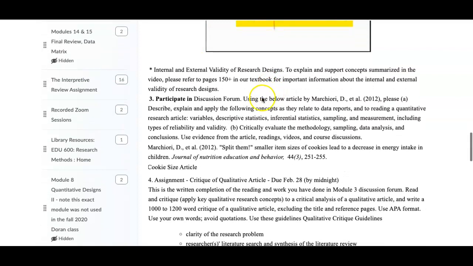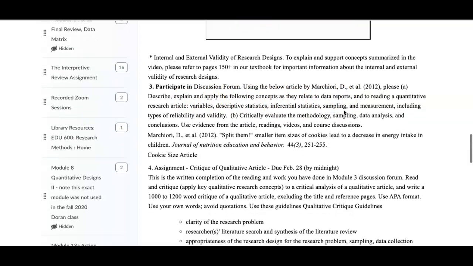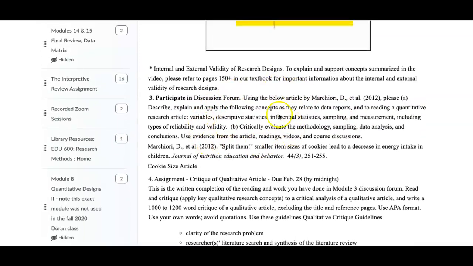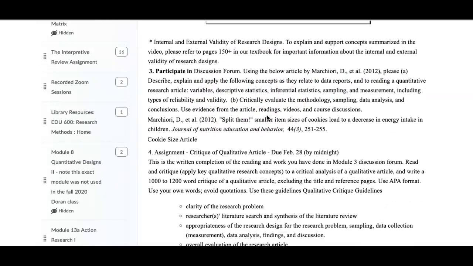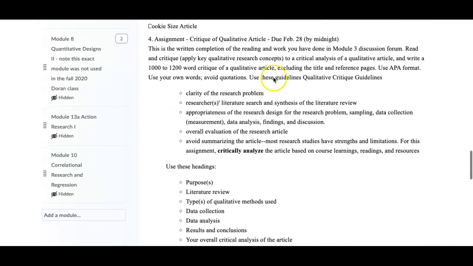Okay. I'd like you to participate in a discussion forum, and really this has to do with an article. I'd like you to read the article and then describe, explain, and apply the following concepts as they relate to the data reports. So I want you to take a look at this, and then when we get down, I'll show you in the discussion forum what I'm really looking forward to you doing.